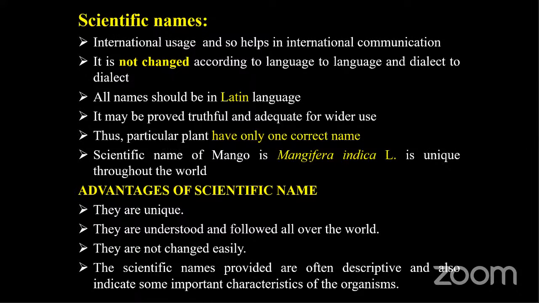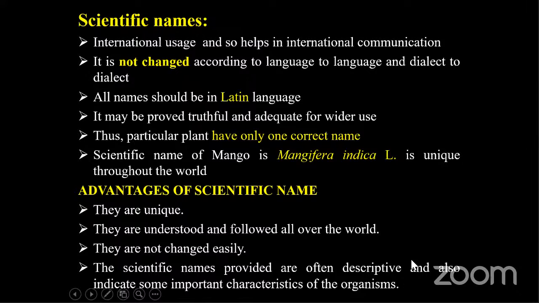Say for example, mango is known by Mangifera indica throughout the world, because Mangifera indica is a botanical name which is used throughout the world, and it is the correct and unique scientific name of this plant. There are certain advantages of these scientific names: they are unique, they are understood and followed throughout the world, and they are not changed easily. The scientific names provided are often descriptive and also indicate some important characteristics of the organism.